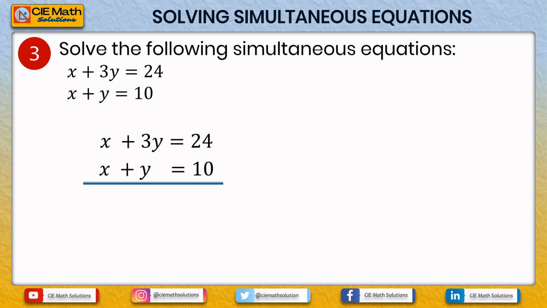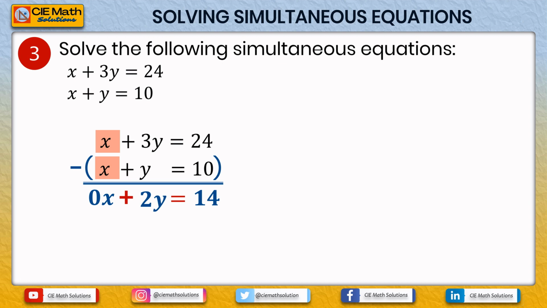Our first goal then is to make sure that the coefficients of one of the variables are equal, so we can easily eliminate them. In this case, the coefficient of x in the first equation is 1. The coefficient of x in the second equation is 1 also. That means we can now directly subtract these two equations. If we do that, x minus x will then be 0x. 3y minus y will be 2y. 24 minus 10 is equal to 14.